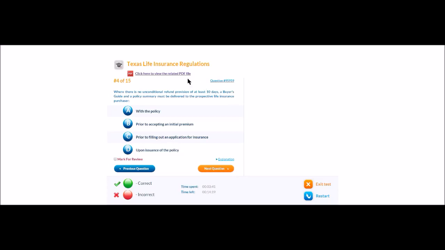Next, number 4. Where there is no unconditional refund provision of at least 10 days, a buyer's guide and policy summary must be delivered to the prospective life insurance purchaser: A. With a policy. B. Prior to accepting an initial premium. C. Prior to filling out an application for insurance. D. Upon issuance of the policy.